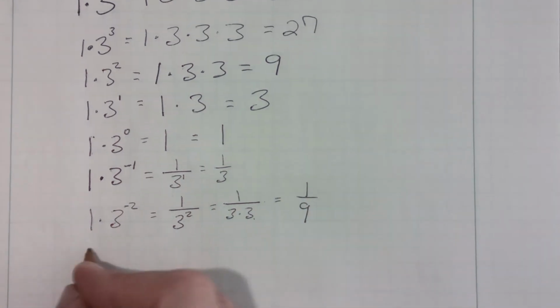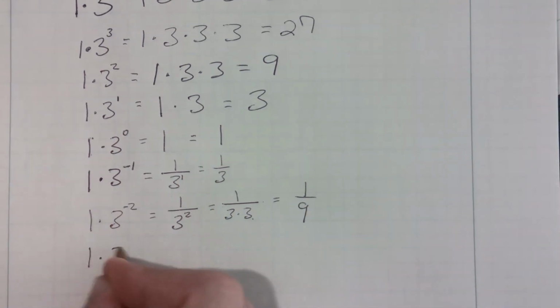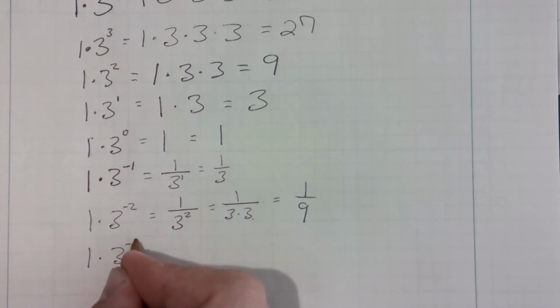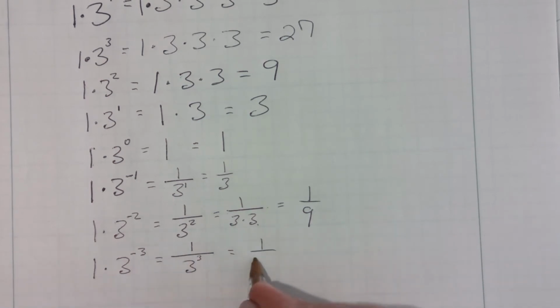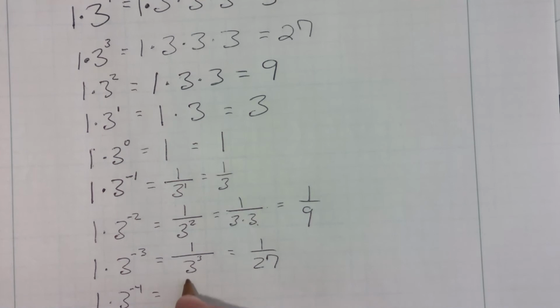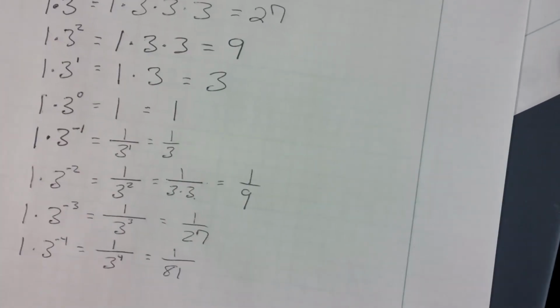If I go to 1 times 3 to the negative 3, that means I'm taking 1 and dividing by 3 3 times, or 3 to the 3rd, which is 1/27. If I go 1 times 3 to the negative 4, that means I'm taking 1 and dividing by 3 4 times, or 3 to the 4th is on the bottom, which gives me 1/81.